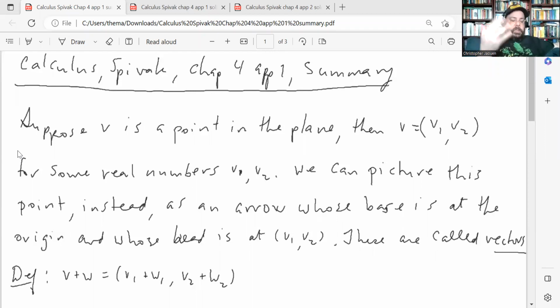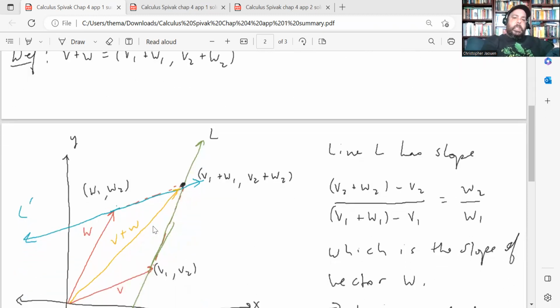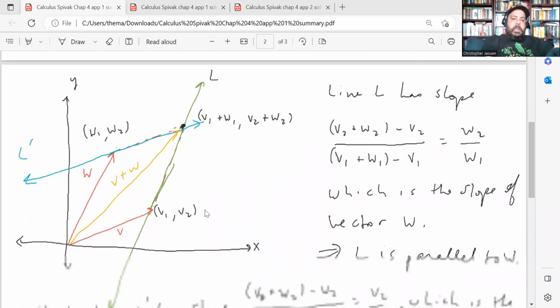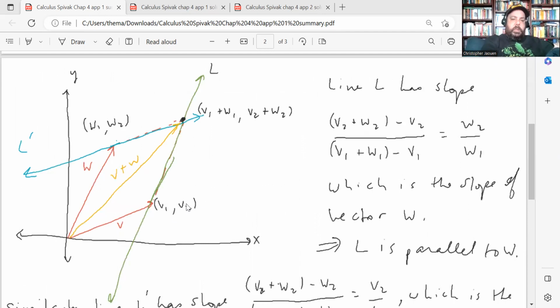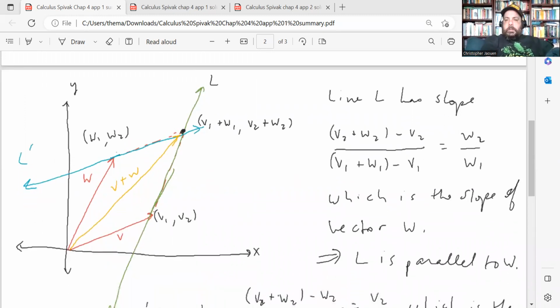But then you could add some extra structure to the vector concept, because, for example, we could add vectors together. This is the formula that we use for that, and it shows geometrically what the interpretation of vector addition is. Maybe I'll explain this diagram here. This is the vector w, and this is the vector v. If we look at their sum, v plus w, by the definition it has coordinates v1 plus w1, and the second coordinate is v2 plus w2.